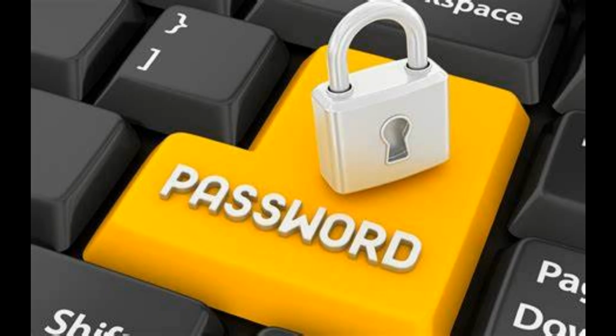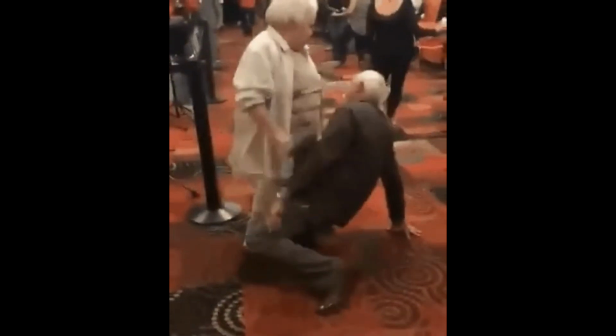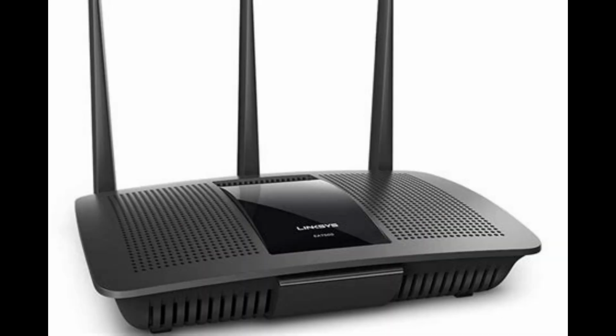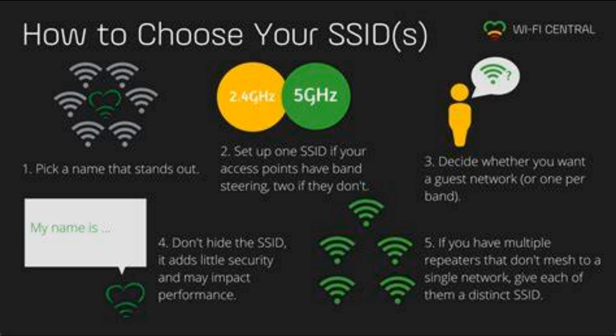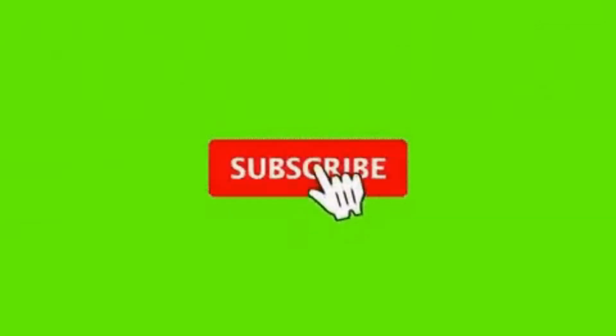So, how do you protect your Wi-Fi network? First, make sure you're using a strong password. Avoid common words or phrases, and consider using a mix of letters, numbers, and special characters. Also, regularly update your router's firmware and consider hiding your SSID so that it's not visible to others. These steps can significantly reduce the chances of someone breaking into your network.